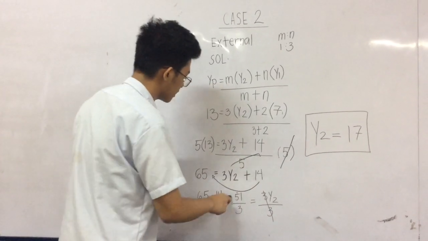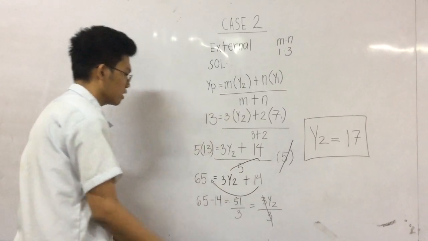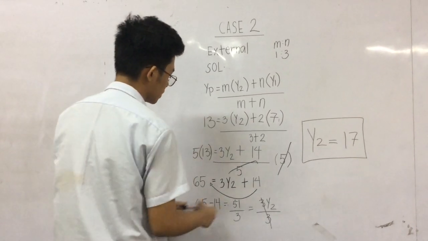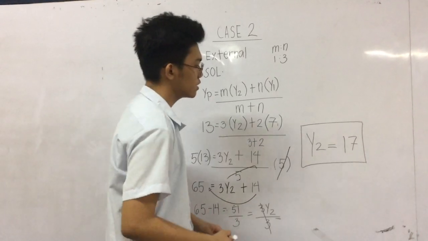65 minus 14, since we move 14 over here, is equal to 51 over 3. Now we will also do it on the other side. We will divide it by 3. Now our answer is y sub 2 is equal to 17.